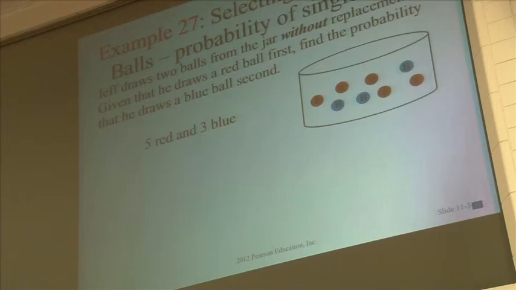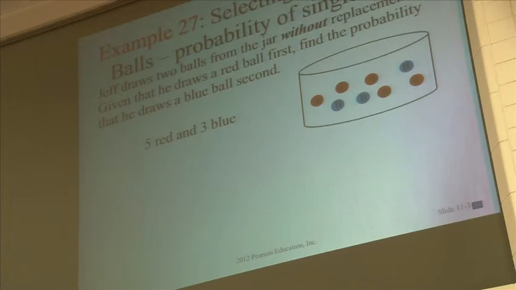Four jars of balls. Oh my goodness. Jeff is drawing 2 balls from the jar without replacement. Okay, well, let's consider something for a second. We're still talking about probabilities, so we still have to figure out our sample space. Keywords here are without replacement.